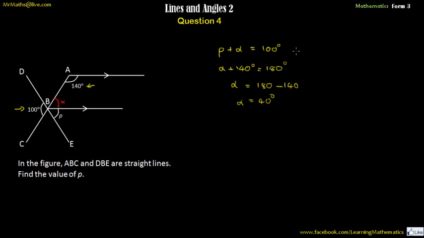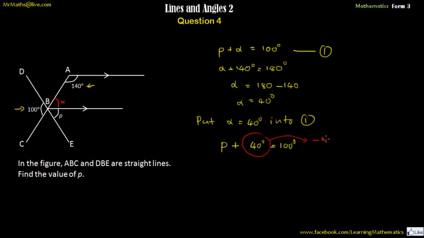If I name this equation as equation 1, then we put alpha equal to 40 degrees into equation 1. Then P plus 40 degrees is equal to 100 degrees. Then we move 40 over to the left, it becomes minus 40. So P is equal to 100 minus 40, which is equal to 60 degrees. There we have it. Move on to the next question.